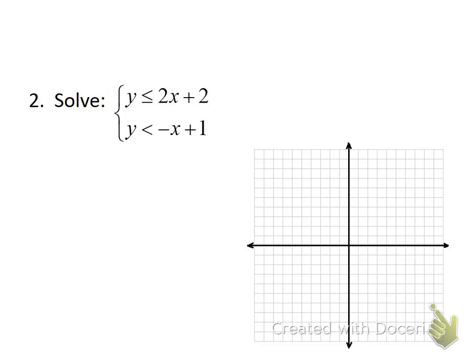Y is less than or equal to 2x plus 2. Y is less than negative x plus 1. All right, we need to graph the first boundary line. So we're going to first graph y is less than or equal to 2x plus 2. Who can raise their hand and help me with graphing that? Emily.